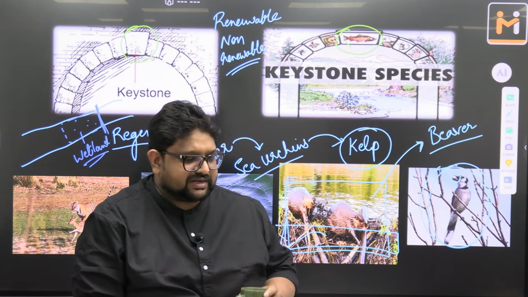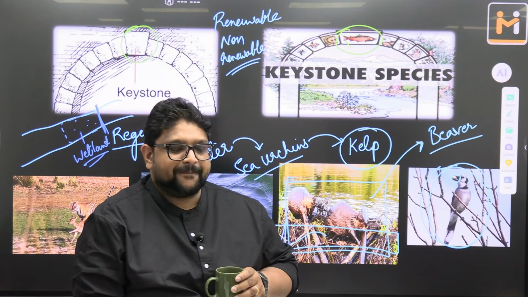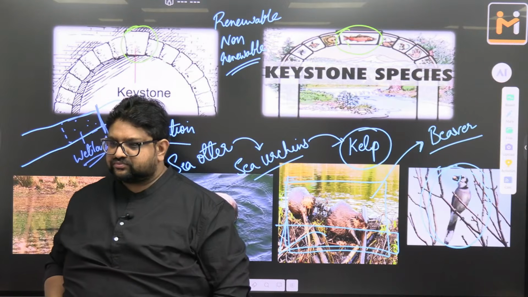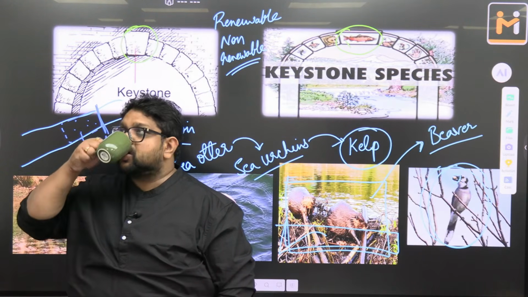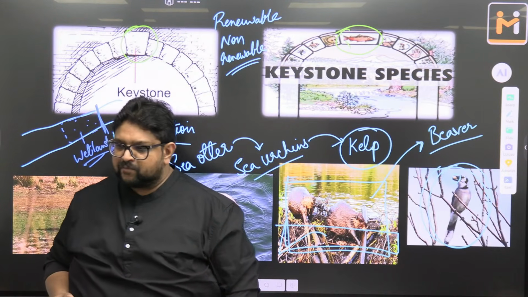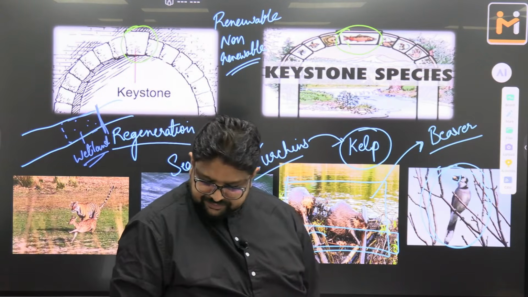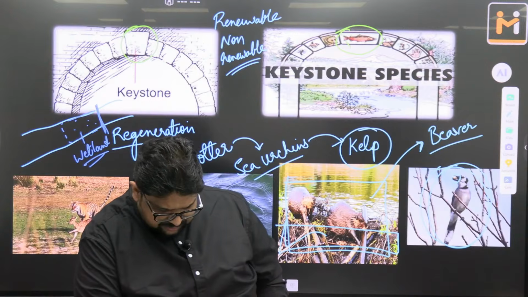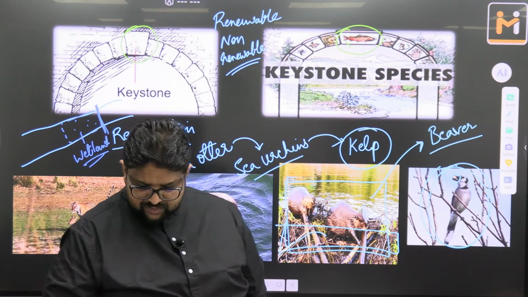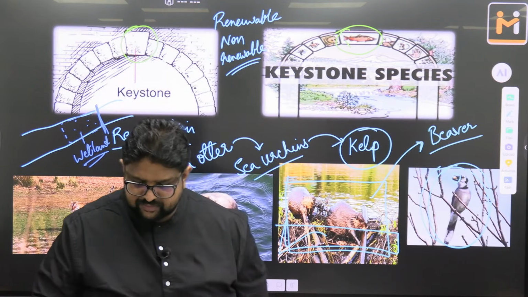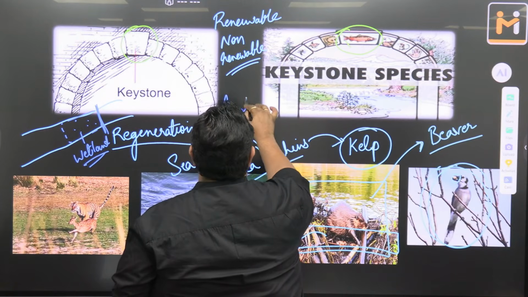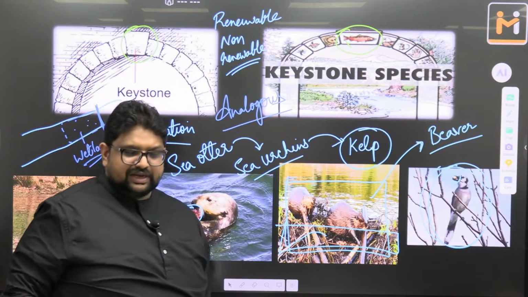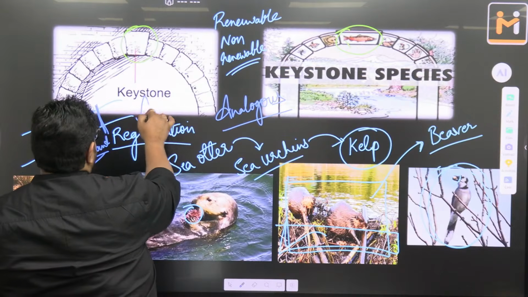Okay, write down. Such an organism plays a role in its ecosystem that is analogous, or similar, to a keystone in an arch.